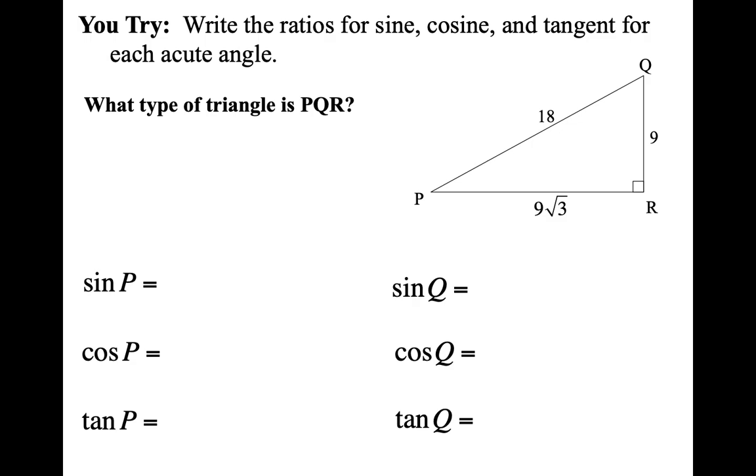So opposite the smallest leg is the smallest angle. So angle P would be 30 degrees. Opposite the longer leg is the middle angle. So Q would be 60 degrees, and then R is 90 degrees. So what type of triangle is triangle PQR? It is a 30, 60, 90 special right triangle. So if we're looking at the sine of P, we want opposite over hypotenuse. From P, the opposite leg is 9. The hypotenuse is 18, so that reduces to 1/2.